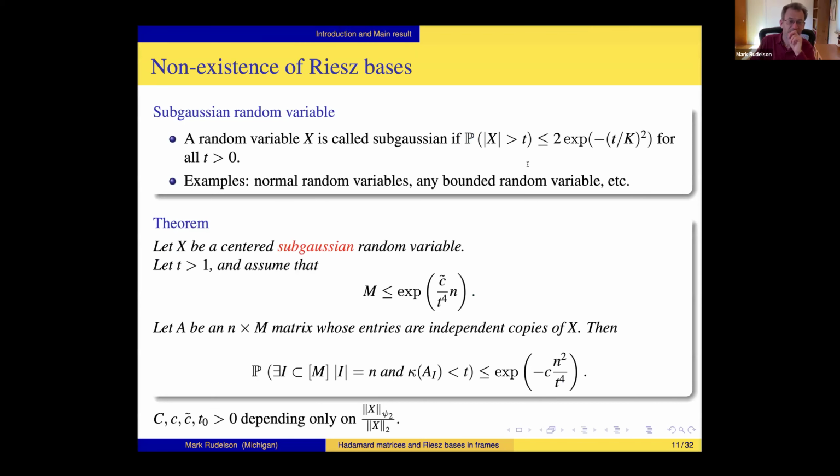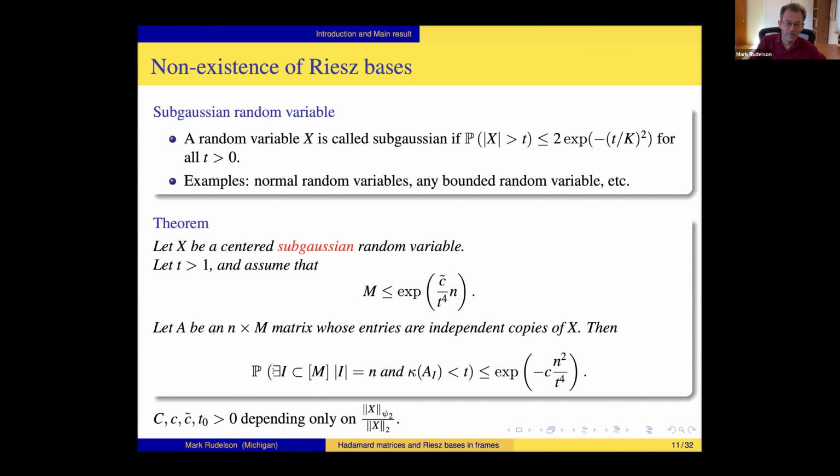And now let's assume that we have a centered sub-Gaussian random variable, and the number of columns of the matrix is going to be less than some exponential function of n, with the parameter t, and here I have t to the 4th in the denominator. And then let's take a matrix A whose entries are independent copies of this random variable x.